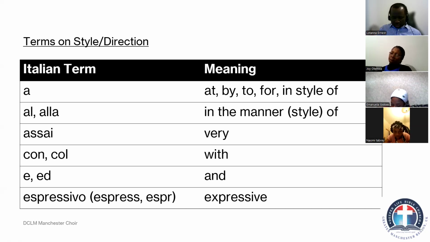All right. Then we have con or col. Anytime you see that, it means with. Con, with. Then we also have ed. Ed means and. Then you have expressivo. It means expressive. Sing with expression. Play with expression. That's what we want you to do when you see expressivo.